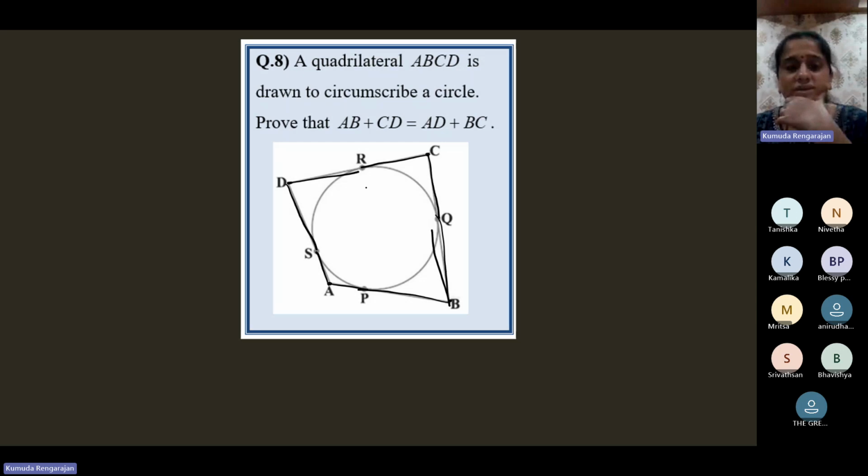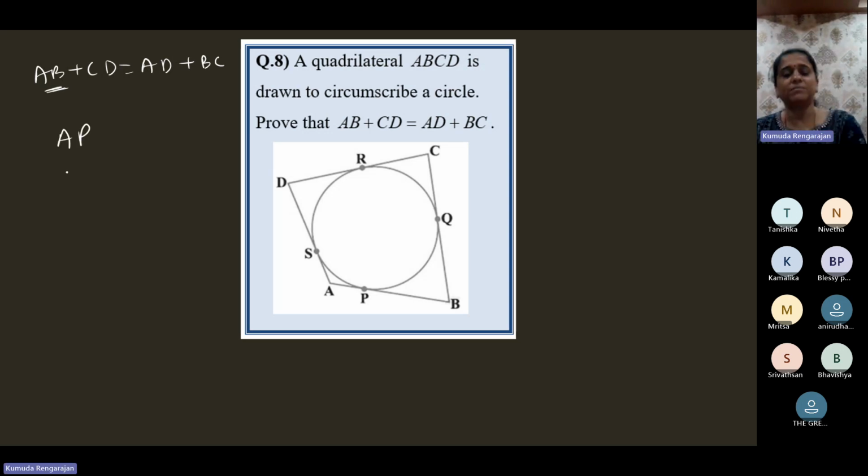And we know that by the theorem, the tangents from an external point to the circle are equal. So DR is equal to DS, CR is equal to CQ, BQ is equal to BP, and AP is equal to AS. Right? So just write these results and add, and you will get this result.